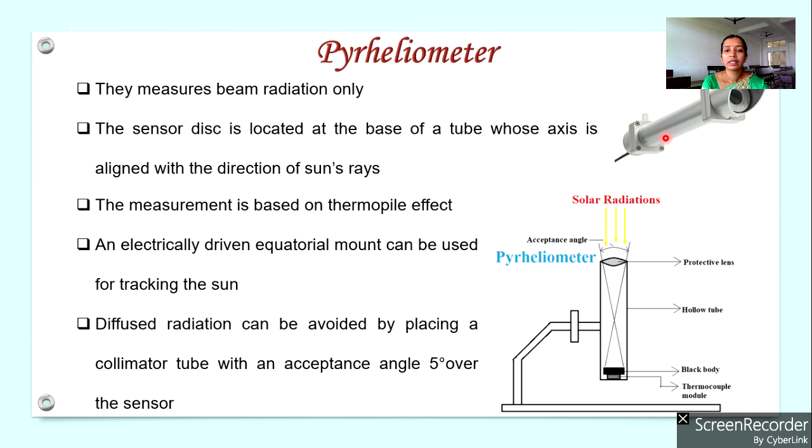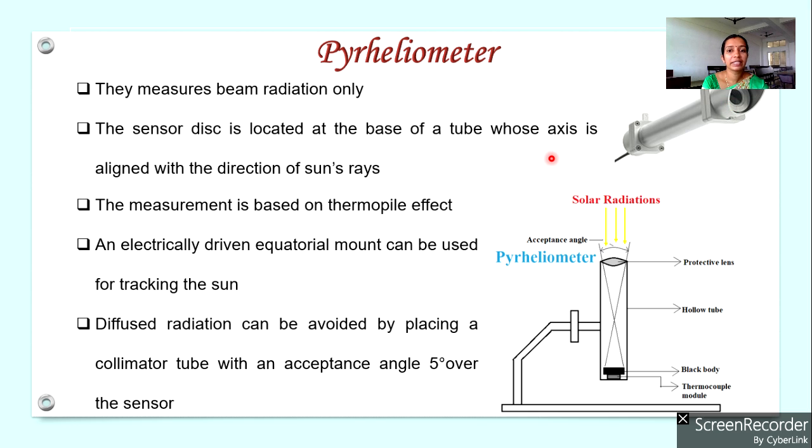So we know that the orientation of the sun is always changing. As sun moves along the sky, the direction from which the beam radiation comes also changes. So if we have to measure the direct radiation, we have to always align this instrument in the direction of sun's rays. That means there should be a proper sun tracking mechanism. So direct radiation മാത്രമാണ് മെഷർ ചെയ്യേണ്ടതെങ്കിൽ ഈ ഇൻസ്ട്രുമെൻ്റ് എപ്പോഴും സണ്ണിന് എലോങ് ആയിട്ട് അലൈൻ ചെയ്തിരിക്കണം.